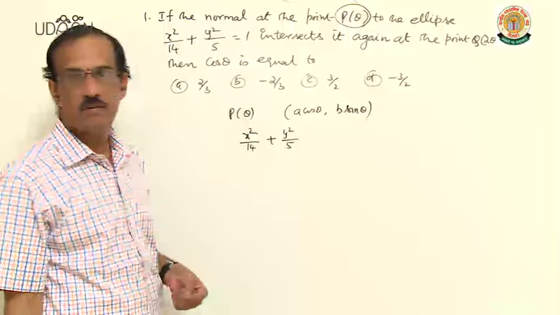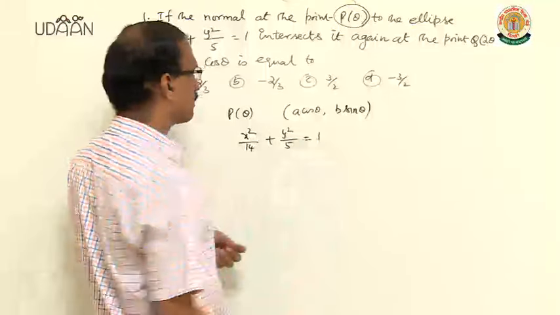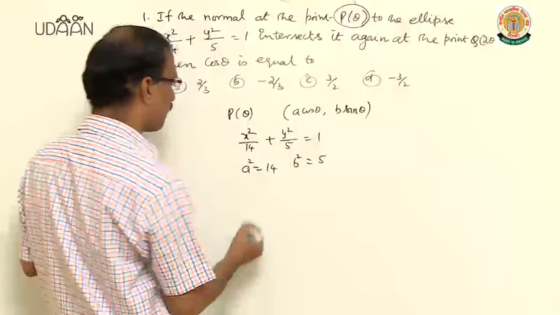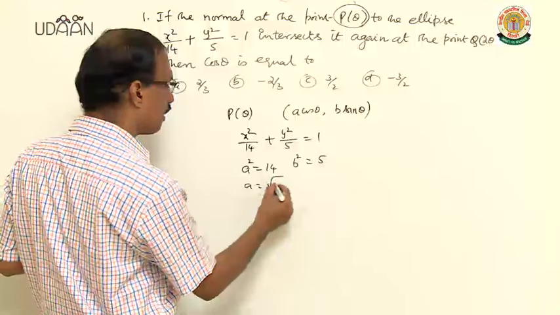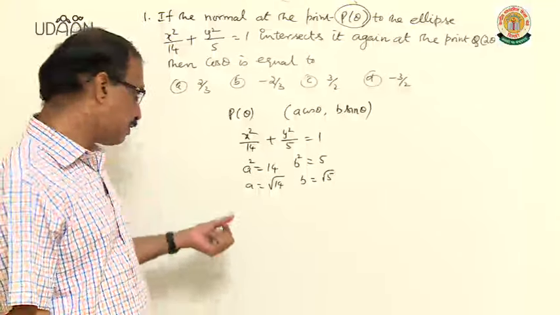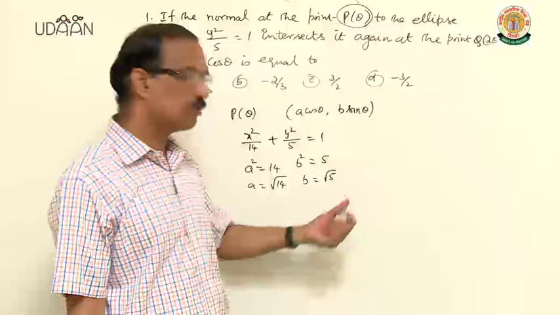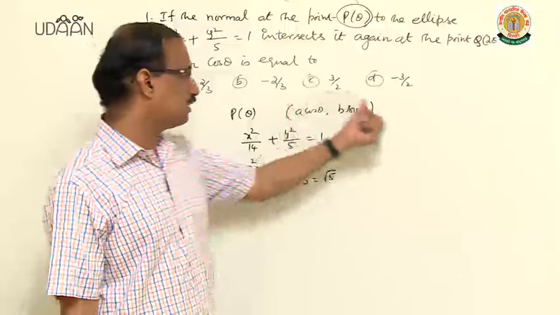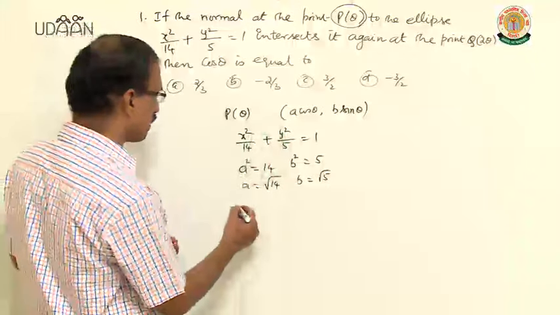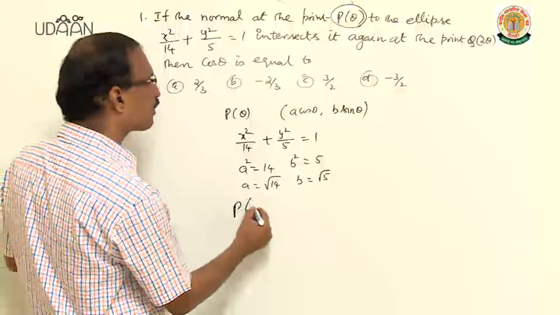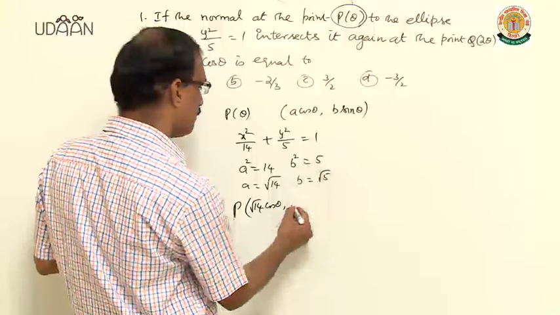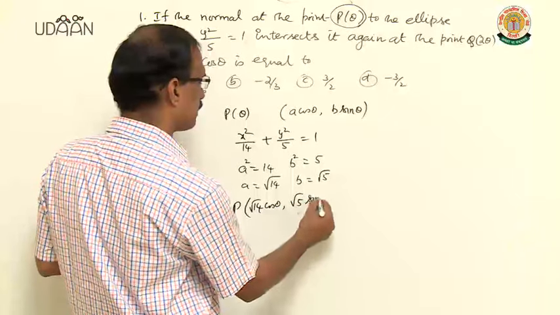This is the equation of an ellipse. So from this a square equals 14, b square equals 5. So a is root of 14 and b is root of 5. Now the coordinates are a cos theta, b sin theta. So if you substitute, the point P is root 14 cos theta and root 5 sin theta.